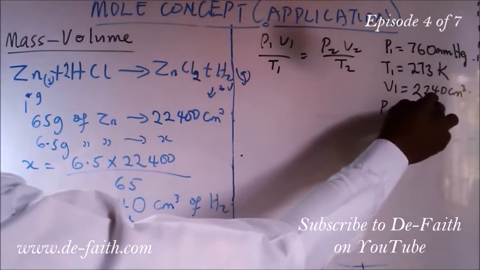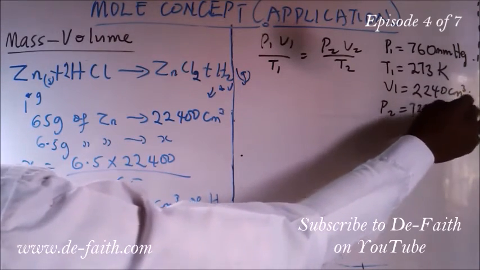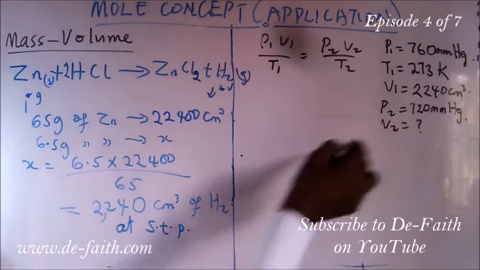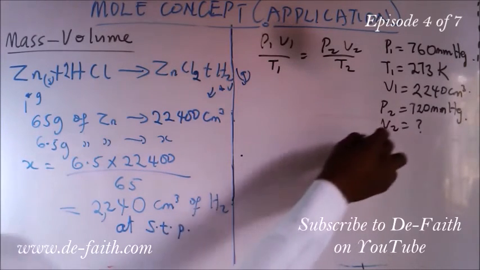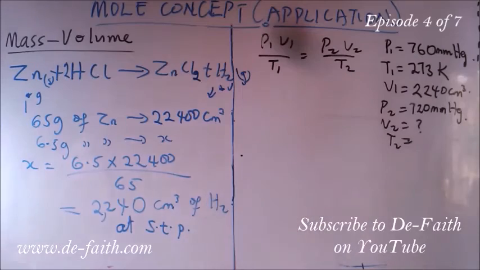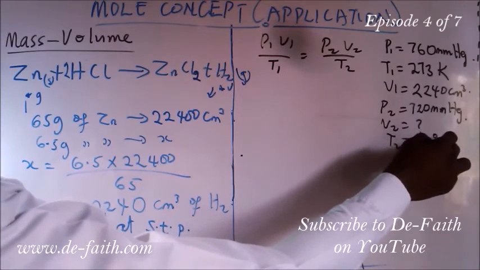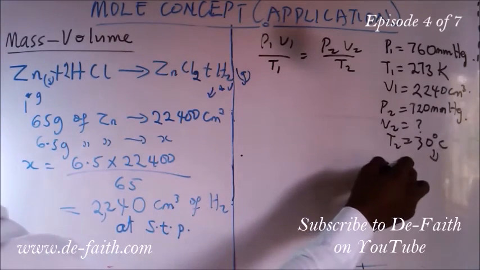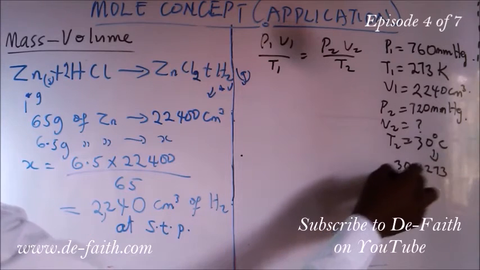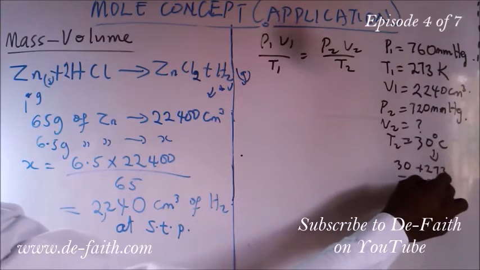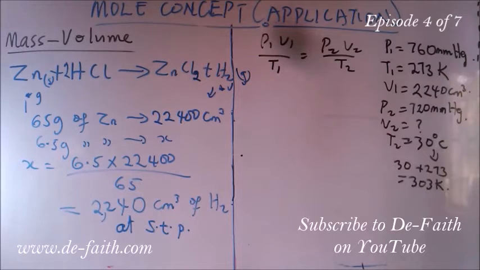So 720 millimeter mercury. And we take our V2 as what we are looking for. And the T2 we are given to be 30 degrees Celsius, which needs to be changed into Kelvin. That will be 30 plus 273, and that is 303 Kelvin. And so we'll make use of this information to solve this question.